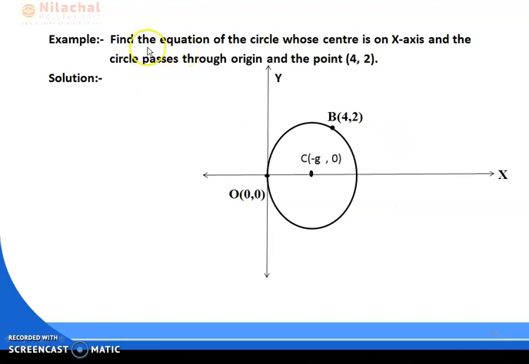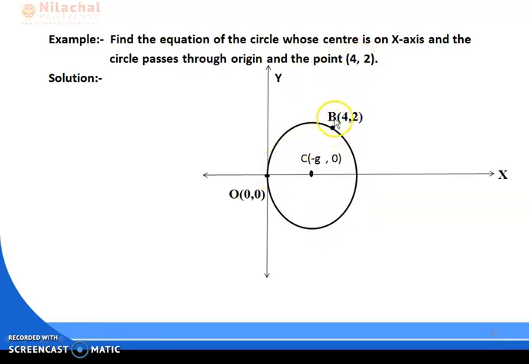So let's see another example. Find the equation of the circle whose center is on the x-axis and the circle passes through the origin and the point (4, 2). Means this circle whose center is on the x-axis, okay, but the origin is a point on the circumference of the circle, and (4, 2) is also another point.